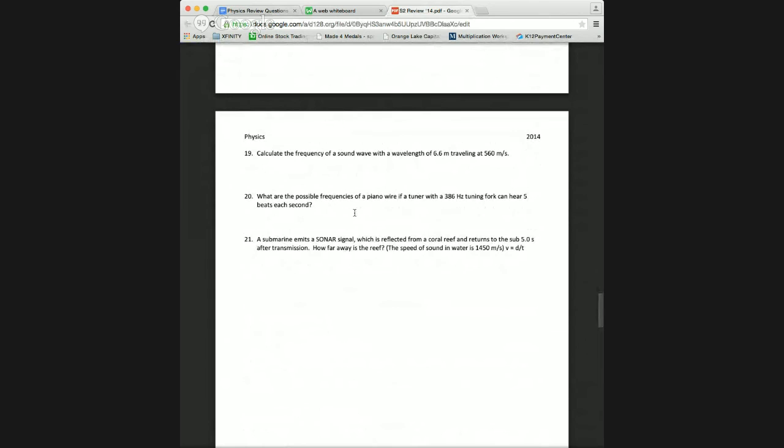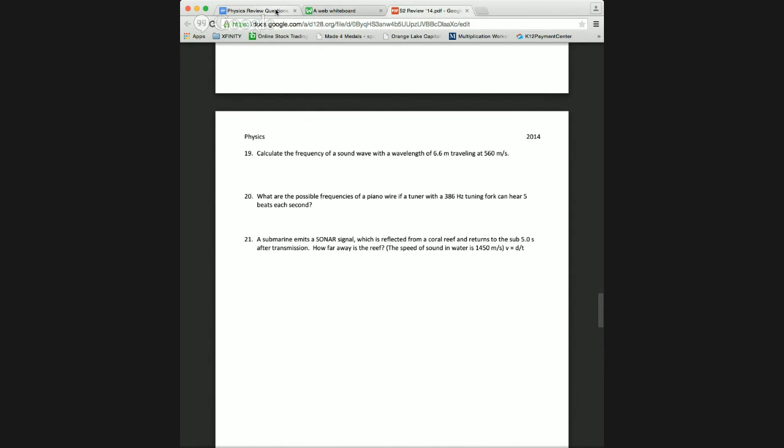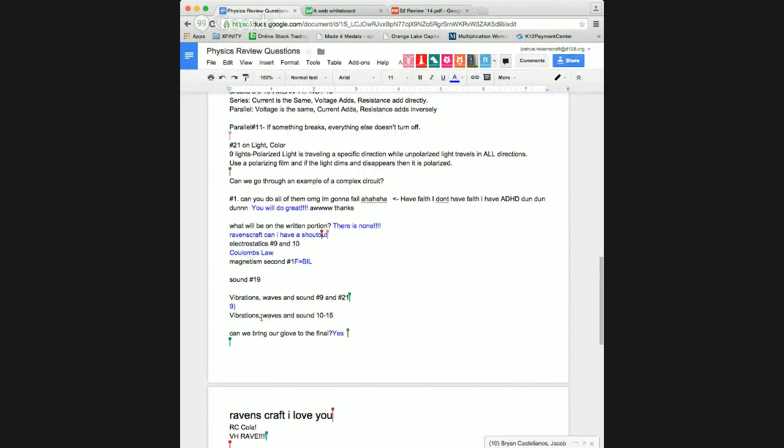Then the other one was number 21. So 21, again, beat frequencies. It's 386 hertz. If there are 5 beats, it's either plus or minus that. So you're either going 381 hertz or you're going 391 hertz, plus or minus 5. That's the beat frequency.